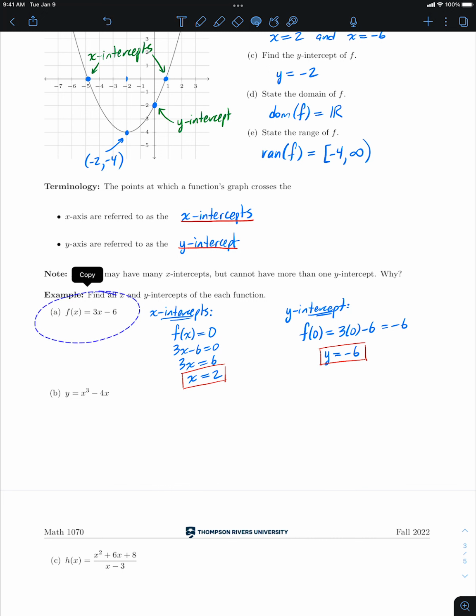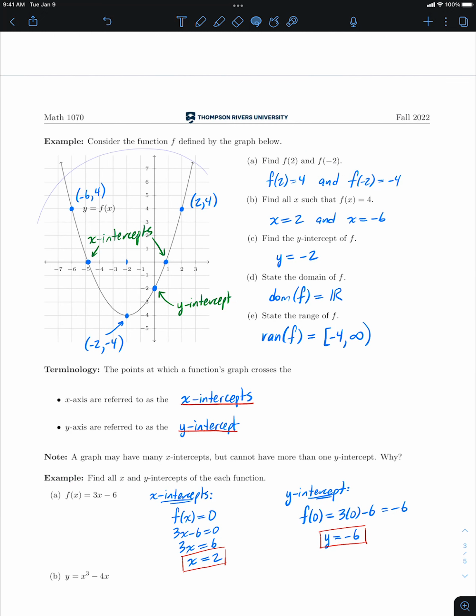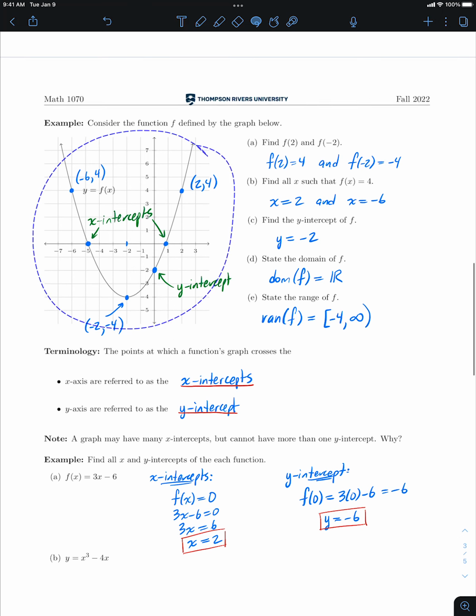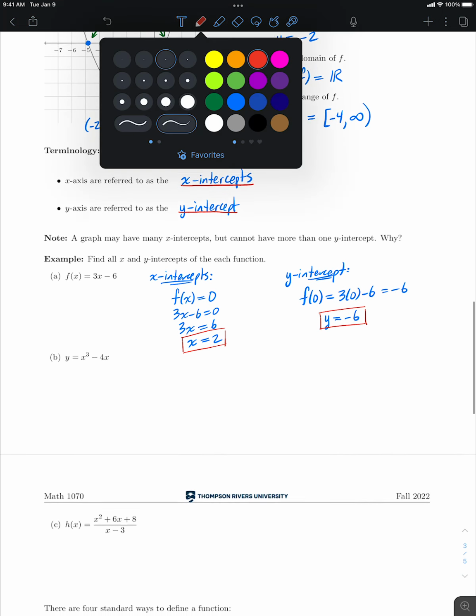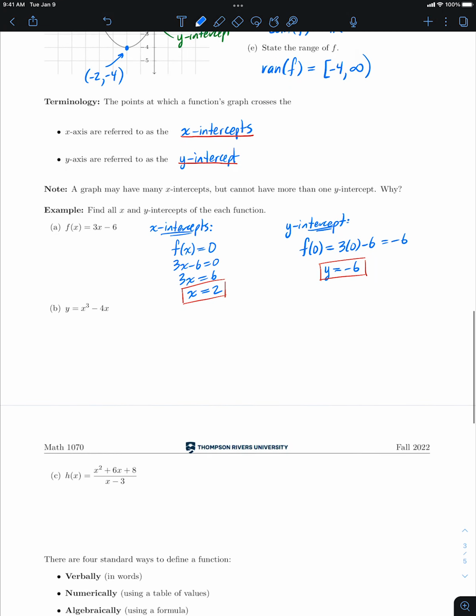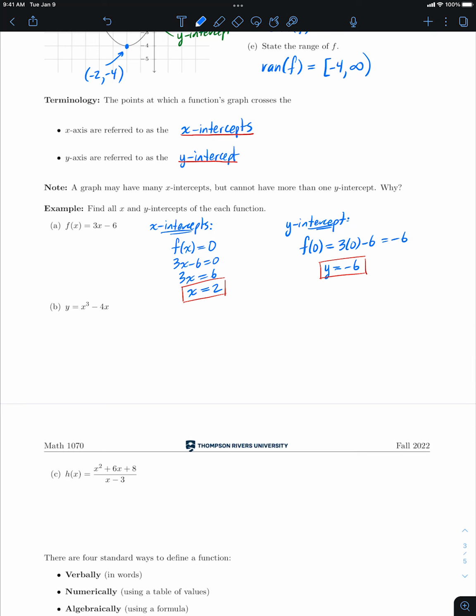A curve, like this one, for example, might have more than one x-intercept. So what does that look like? Well, this next example is going to give us a look at that. So here we've got a function, written in such a way that y is defined as a function of x. So y is the output variable and x is the independent or input variable.